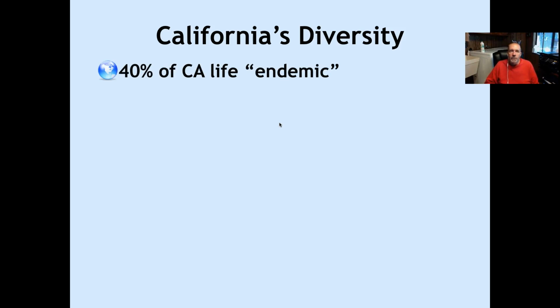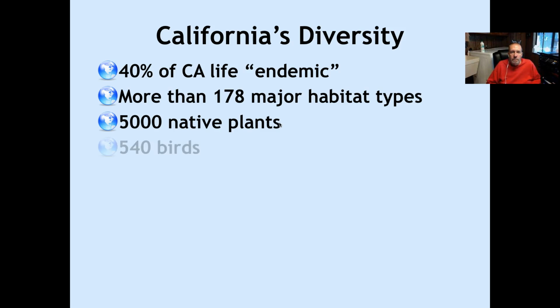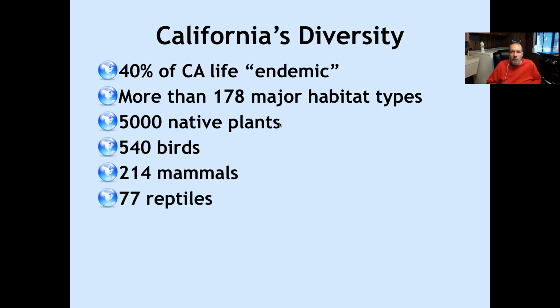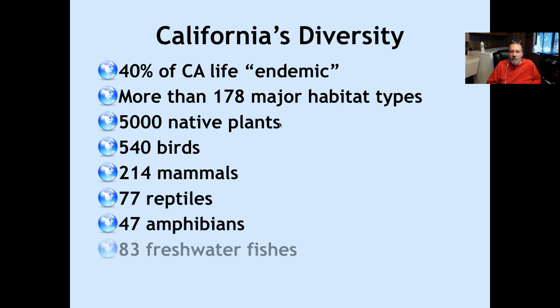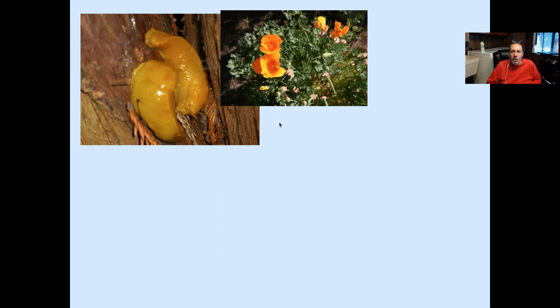Some other really interesting facts: 40% of living things in California are endemic, meaning they only exist in California, nowhere else on the planet. So almost half of the things in California are only found here. Over 178 major habitat types, 5,000 native plants. Unfortunately, a whole bunch of non-natives as well. Just birds alone, over 500 species, over 200 species of mammals, almost 80 reptiles, almost 50 amphibians, 80 plus species of freshwater fish. And again, that doesn't even include what's in the ocean or off our coast.